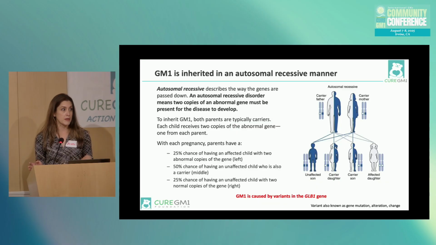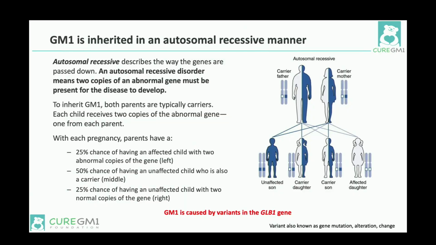We also heard a little bit about how GM1 is an autosomal recessive disorder. Autosomal means the GM1 gene, which is GLB1, is not positioned on one of the sex chromosomes, the X or Y chromosome. So we have two copies of every GLB1 gene, or two copies in most every cell of our body. One copy inherited from mother, one copy inherited from father. And it's when both copies are not functional or not sufficiently functional that GM1 may develop.